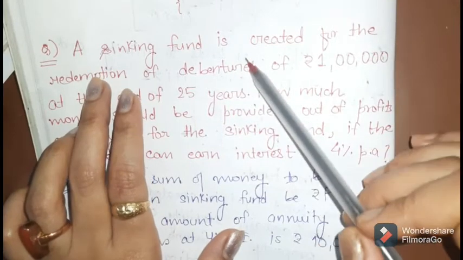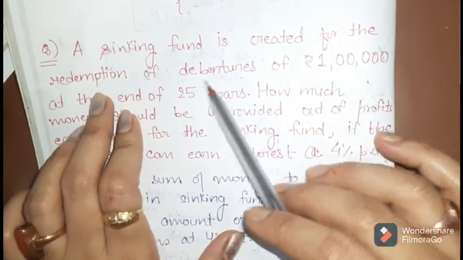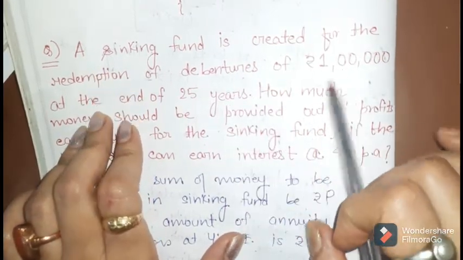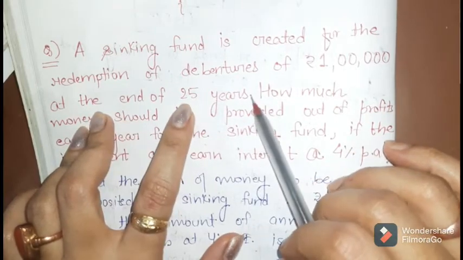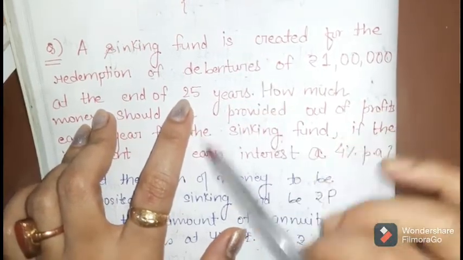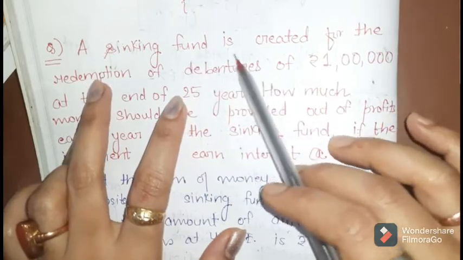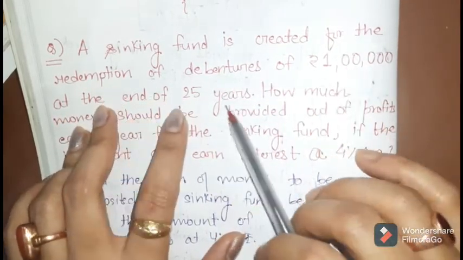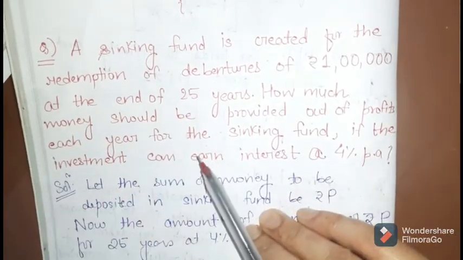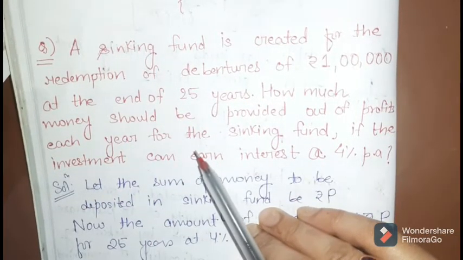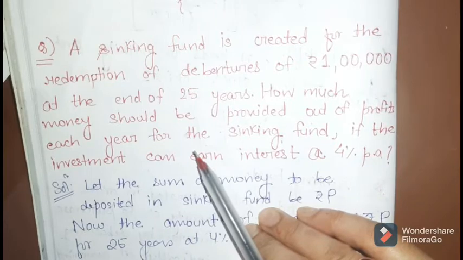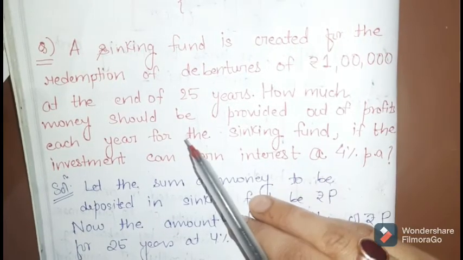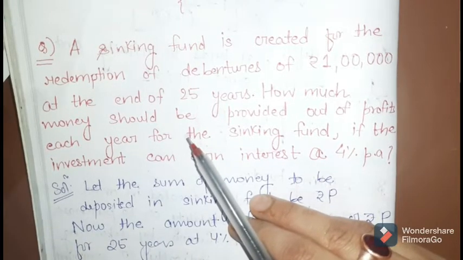A sinking fund is created for the redemption of debentures of rupees 1 lakh at the end of 25 years. So here the liability or future purpose is what? A sinking fund for the redemption of debentures of rupees 1 lakh at the end of 25 years. So here n is 25 years, and here P is not 1 lakh, the amount is 1 lakh, and that is after 25 years.